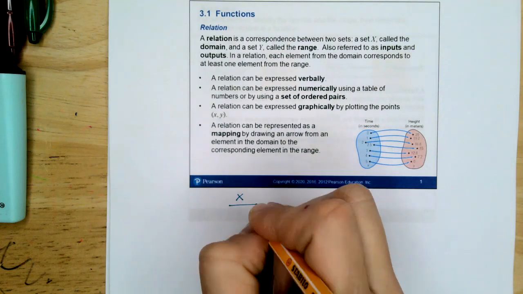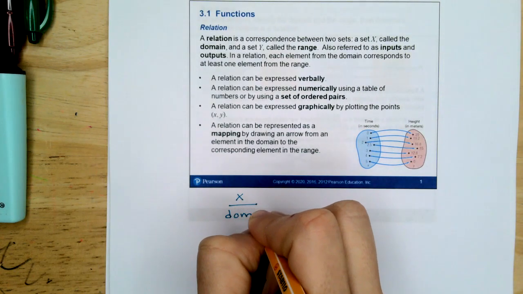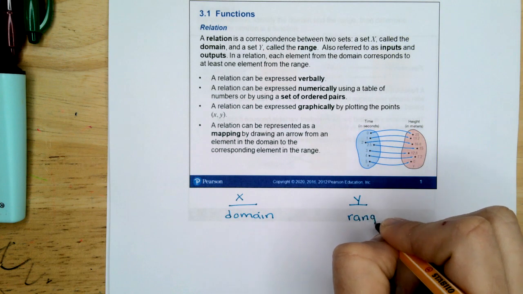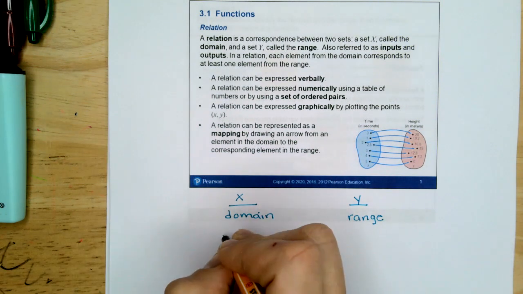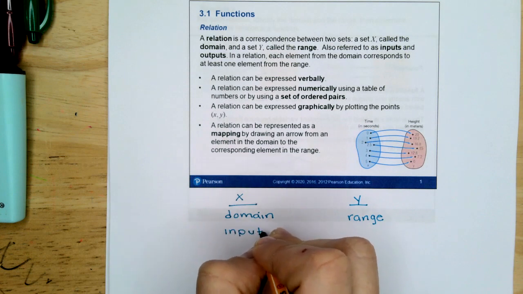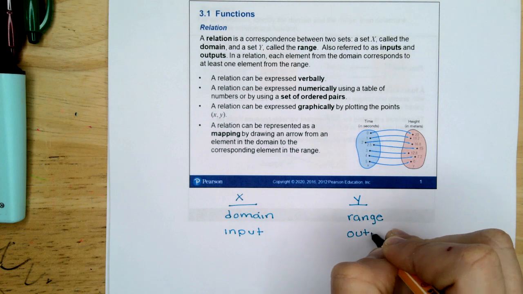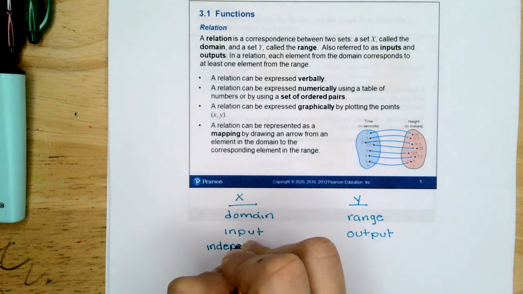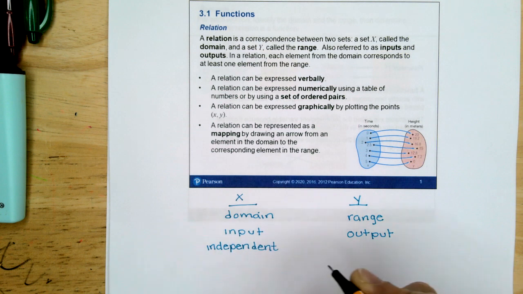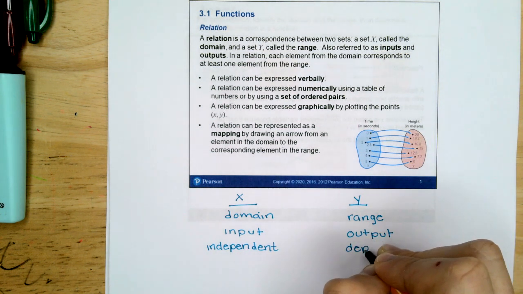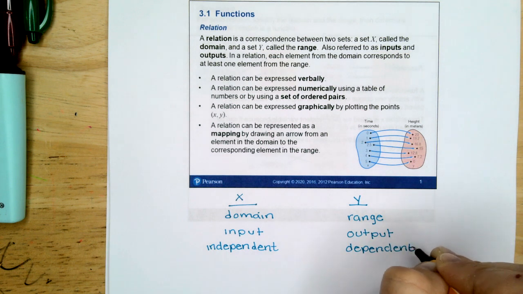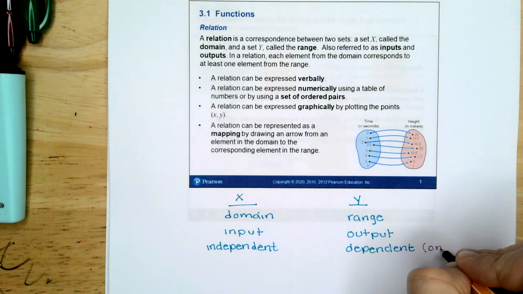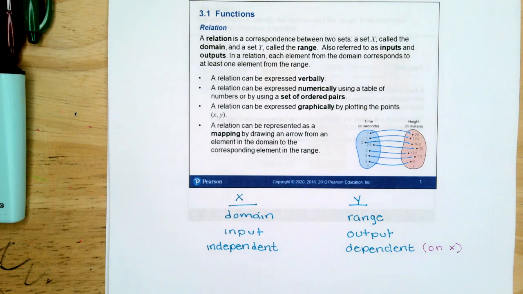So if it is X, it is the domain. That is very important, okay? If it's Y, it's the range. If it is the X, it is also the input. If it's the Y, it's the output. If it's the X, it's the independent variable. If it's the Y, it's the dependent variable, or a dependent set. And it's called dependent because it's dependent on X. We decide what X is, and then Y depends on what we decided X was.